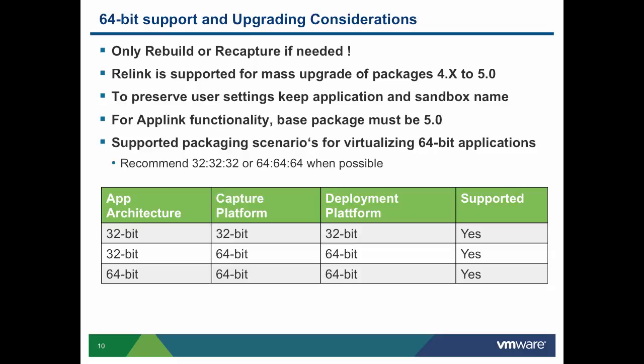If you have packages that are linked using AppLink, we recommend that the base package should be upgraded to 5.0 first. Now in the table below, what we've provided is basically a way to explain the supported environments. With introduction of support for 64-bit applications, a table is helpful. So here are the supported packaging environments. We recommend doing pure environments of 32, 32, 32, or 64, 64, 64. What I mean there is the first number indicates the bitness of the application. The second and third number indicate the capture platform and the deployment platform.